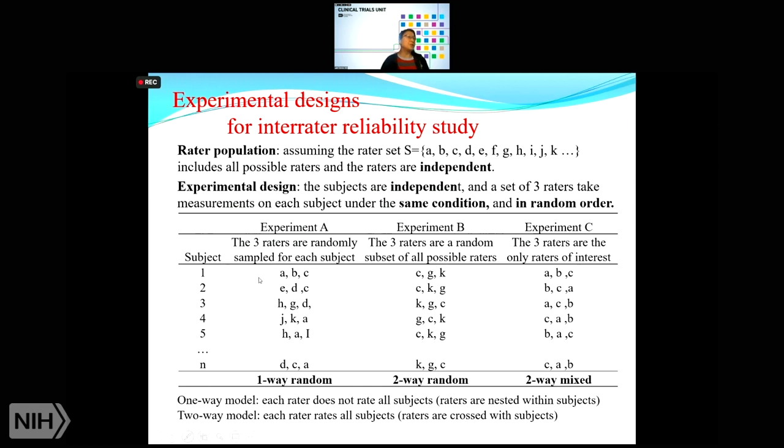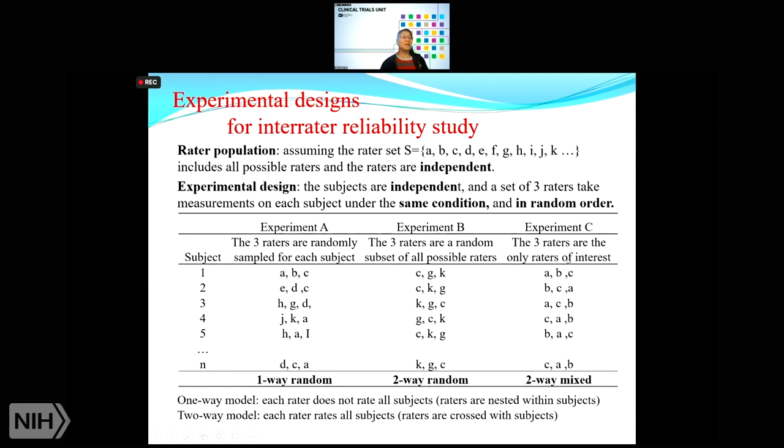In experiment A, the three readers are randomly sampled for each subject. Thus, each subject is rated by a different sample of three readers. For this design, we use the one-way random model. In experiment B, the three readers are a random subset of all possible readers. Thus, each subject is rated by the same set of three readers. For this design, we use the two-way random model.